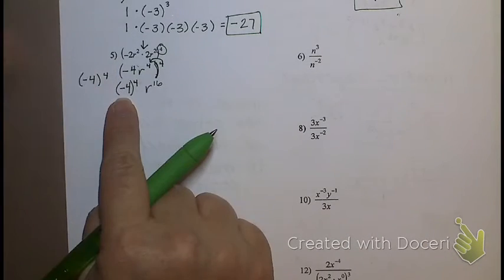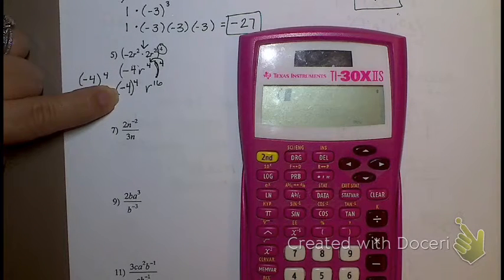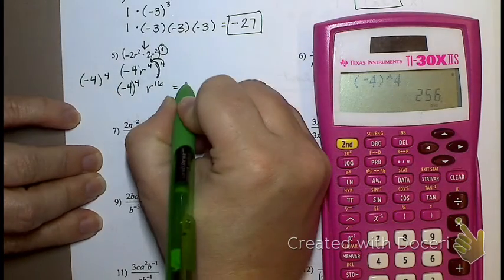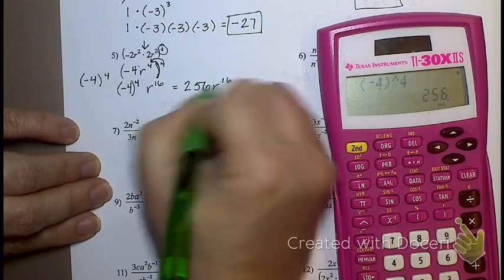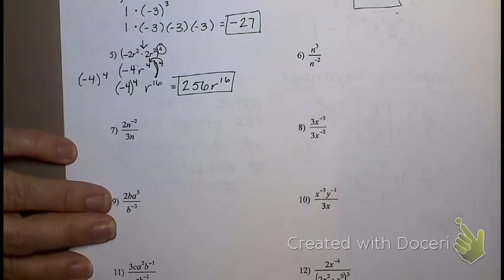All right, so let's go to my calculator to figure out what negative 4 to the 4th is. So I'm going to open parentheses, negative 4 to the 4th. I get 256. So my answer here ends up being 256 r to the 16th. Capiche? Good answer.